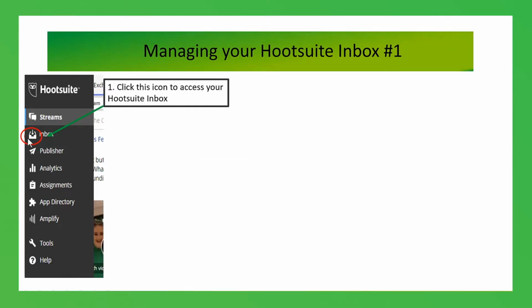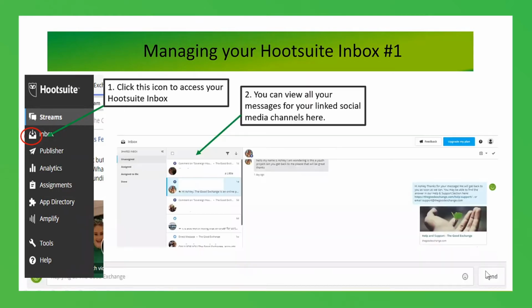So when you've got one of the paid for plans, you'll see this icon appear in your menu, the Hootsuite Inbox. And here you can view all the messages from all the social media channels and networks that you've linked. So it's really a useful way of seeing that somebody's messaged you on Twitter, somebody's messaged you on Facebook, somebody said something on Instagram, and it's all in one place.